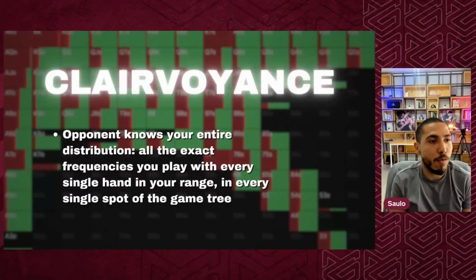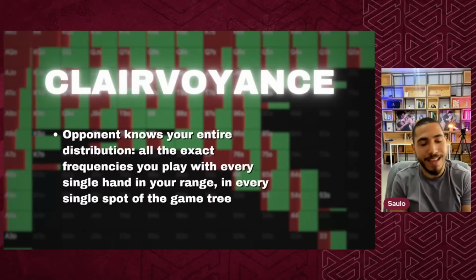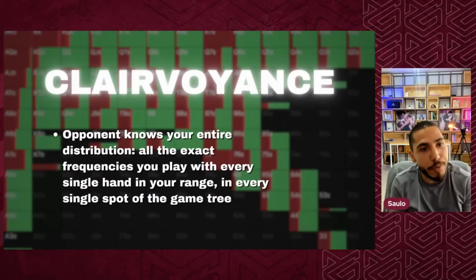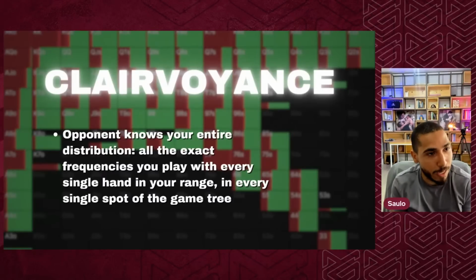But clairvoyance is the idea that your opponent knows your entire distribution, all the exact frequencies you play with every single hand in your range, every single spot. That's how the algorithm for solvers works. So when a solver is calculating the optimal strategies, it can do that because it knows the entire distribution of the other player in every single node, the description of the frequencies and range composition that the other player has in every single node of the game tree.